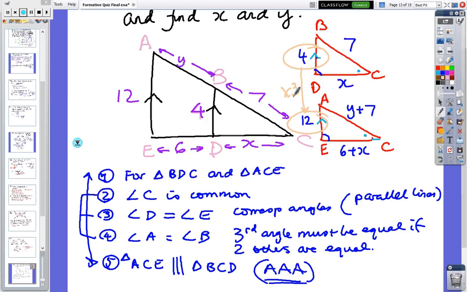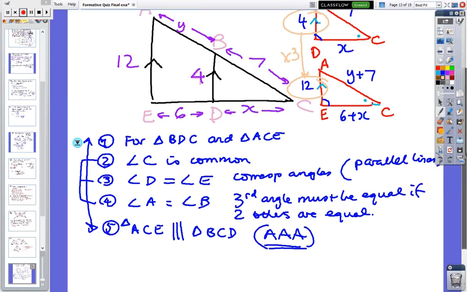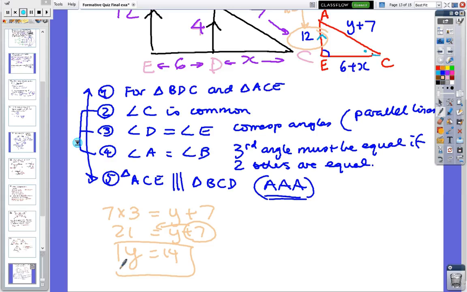Alright, so the scale factor is 3, so we're going to multiply down. So 7 times 3 equals Y plus 7. So 21 equals Y plus 7. And then 7 comes back, so Y equals 14. So that's your first answer.